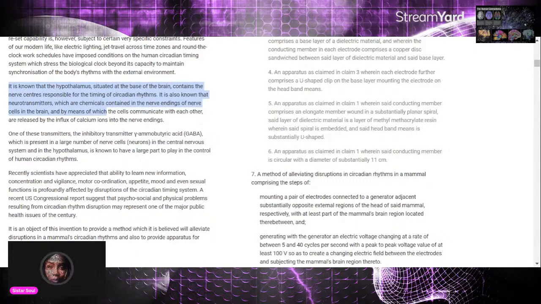Okay. It is also known that the neurotransmitters, which are chemicals contained in the nerve endings of the nerve cells in the brain, and by means of which the cells communicate with each other, are released by the influx of calcium ions into the nerve endings. You understand how important this is, right? I'm going to read this again. It is known that the hypothalamus, situated at the base of the brain, contains the nerve centers responsible for the timing of those particular rhythms.